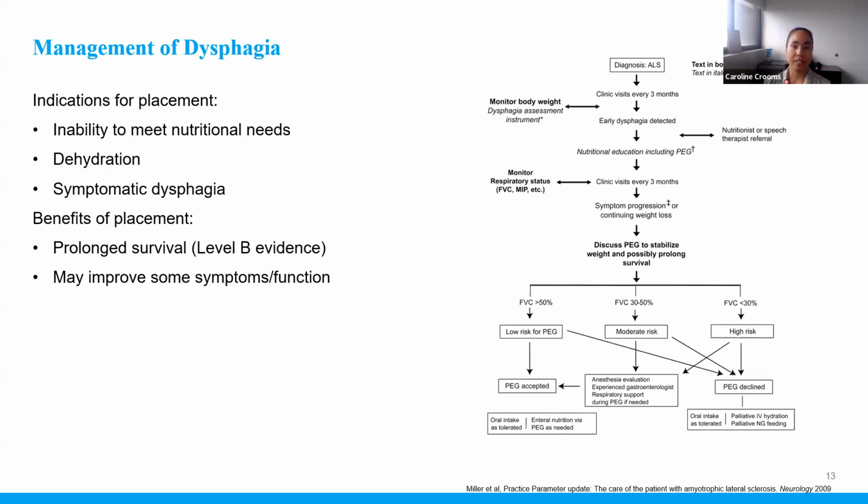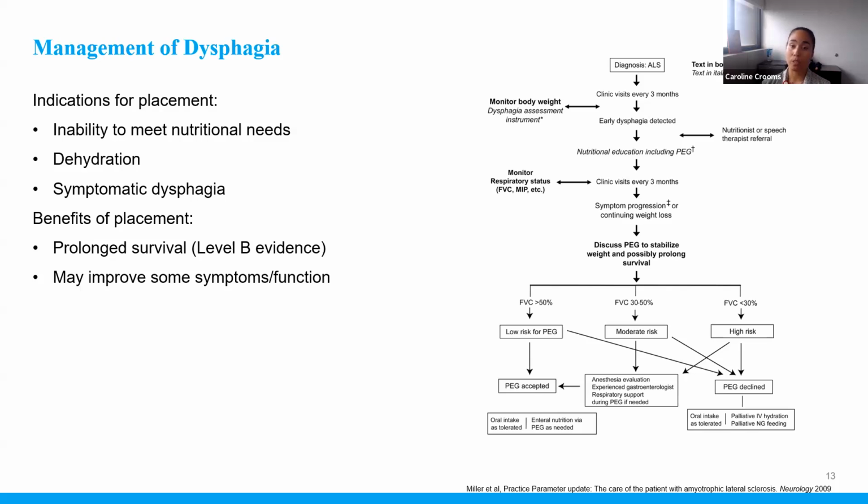So management of dysphagia, I think this is a really important one. So we talked about the clinical trajectory that people experience. And in the next couple of slides, I'll be talking about those later stage, for most people, issues of artificial nutrition and respiratory support. Sometimes people will present with bulbar symptoms from the get-go or very early on.